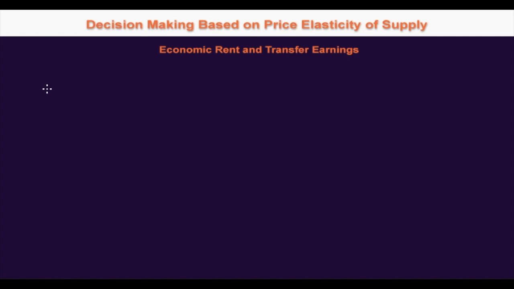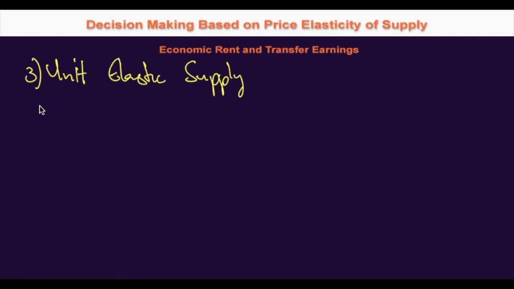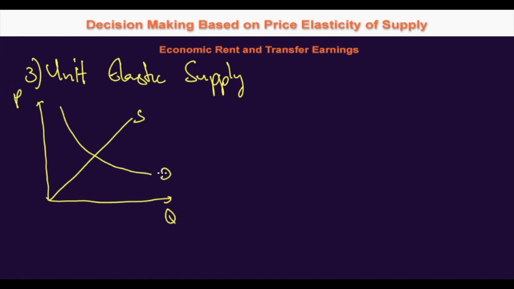In this video, we are going to look at the concept of economic rent and transfer earnings for unit elastic supply. The supply curve for unit elastic supply would actually go through the origin. This would be the supply curve, price, quantity. This is the demand curve. Price at equilibrium is P1 and the supply in the equilibrium would be Q1.